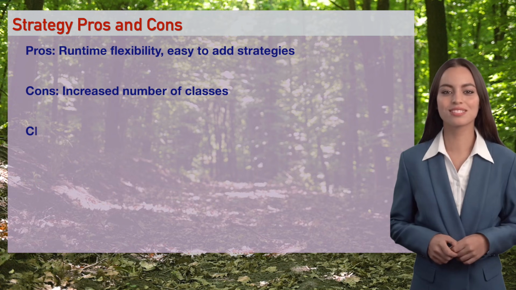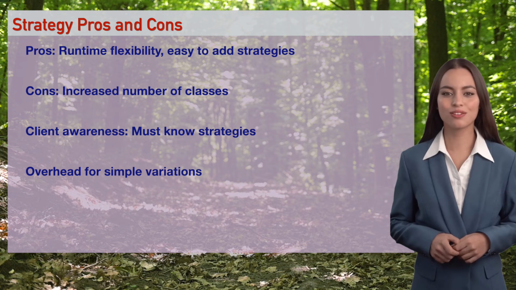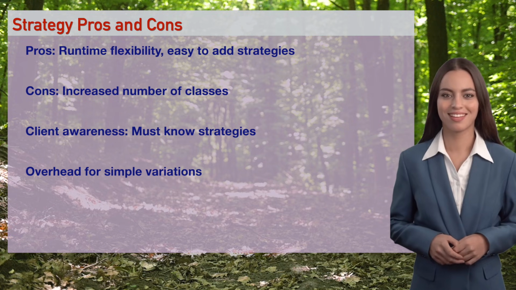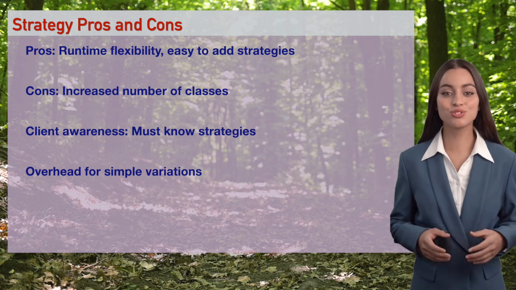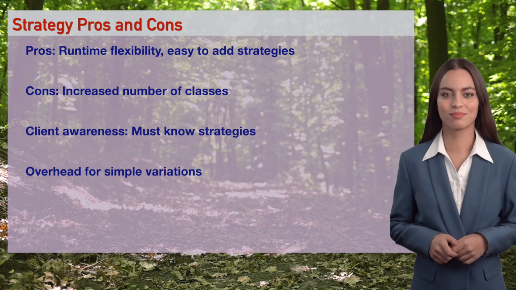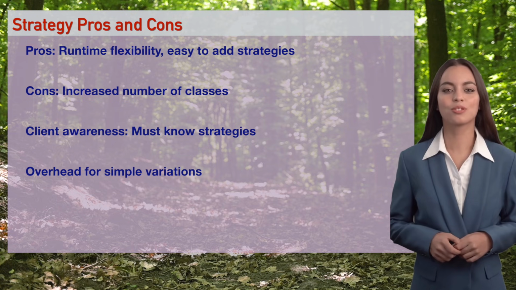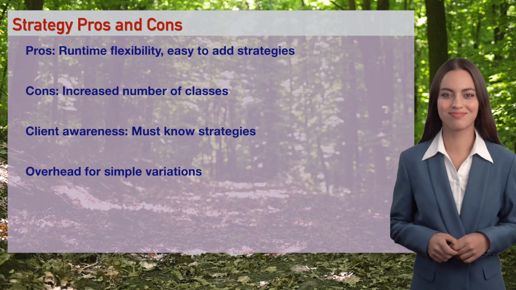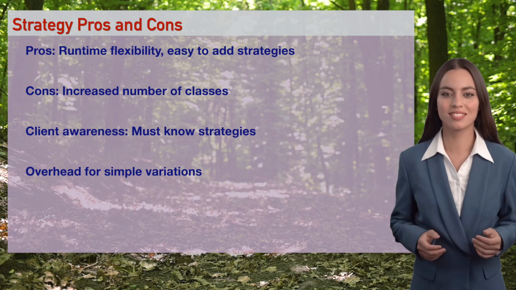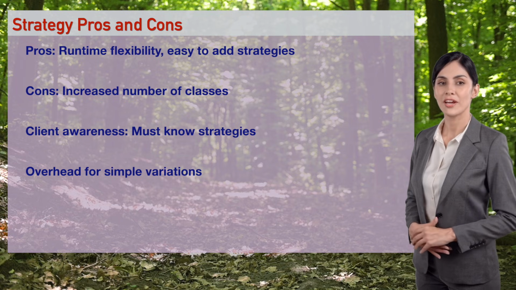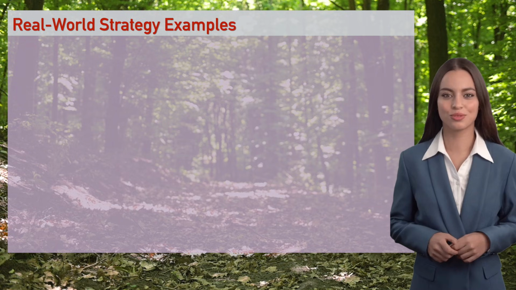Pros of Strategy: it offers exceptional runtime flexibility by allowing algorithm swaps without recompiling, and it's straightforward to add new strategies as needs evolve. Cons: it can lead to a proliferation of classes, one per strategy, which might clutter the codebase. The client must be aware of available strategies to choose appropriately. For very simple variations, the pattern might introduce unnecessary overhead. Strategic for varying behaviors.